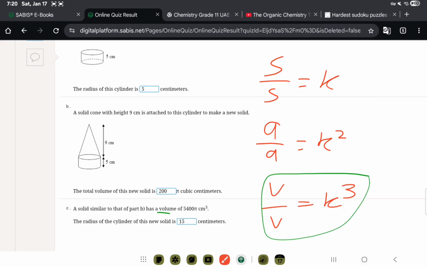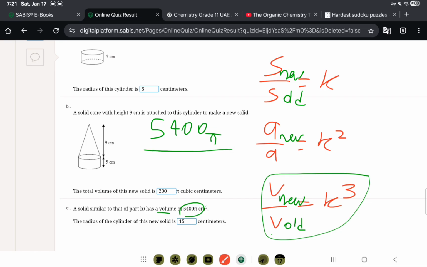By the way, I forgot to say, you put new over old. So here, new volume over old. What is our new volume? The new volume is this one, 5400 pi, and our old volume is 200 pi.